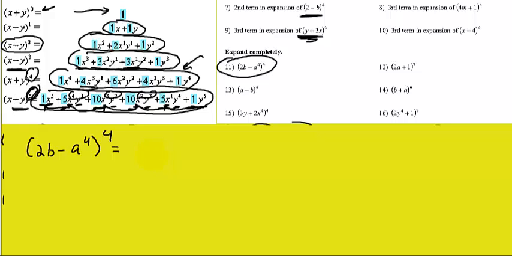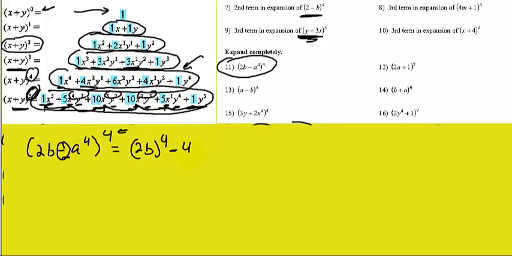Or you could do this both at the same time. So let's do it all at the same time. Just cut to the chase. I got a 1, and then I have a 2b to the fourth, because that's the power I'm raising that to. And then I have a minus, since we're just going to alternate.